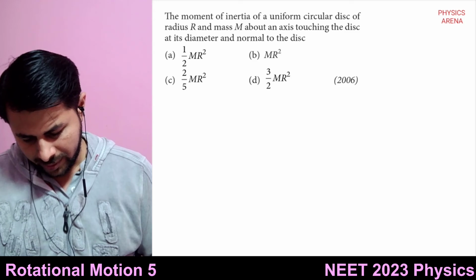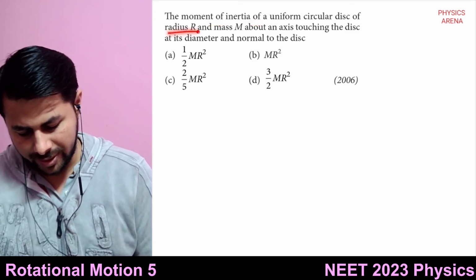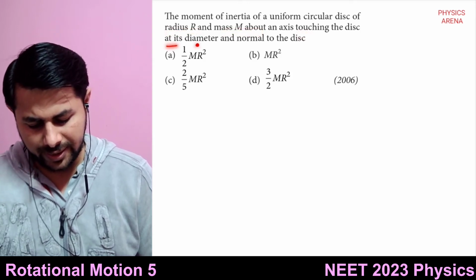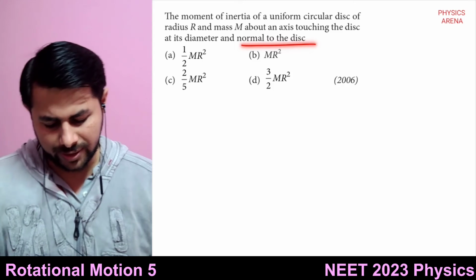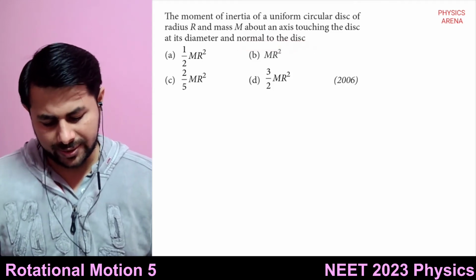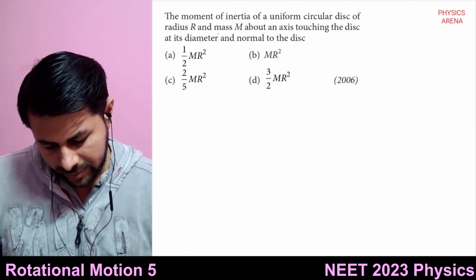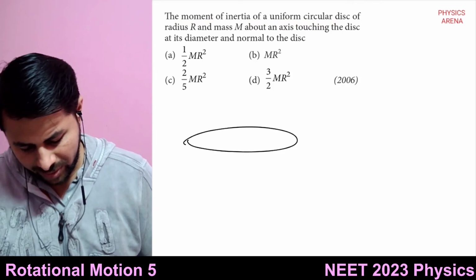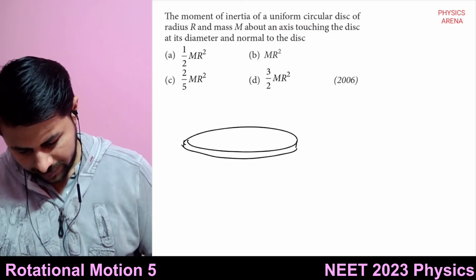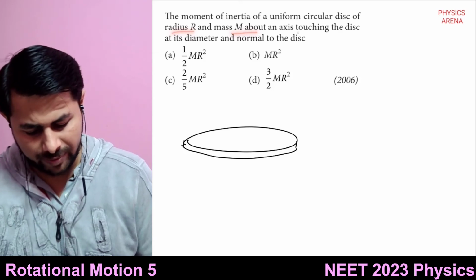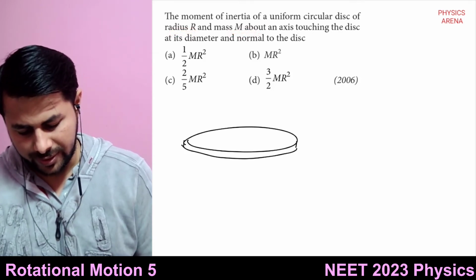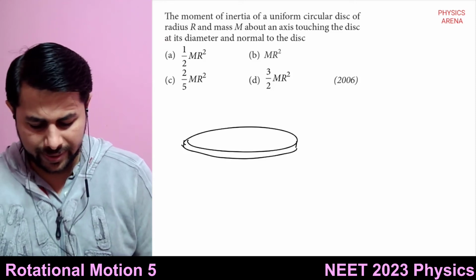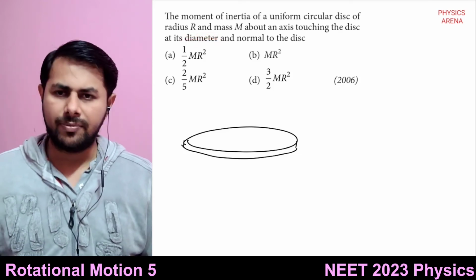The moment of inertia of a uniform circular disk of radius r and mass m about an axis touching the disk at its diameter and normal to the disk is. So we have a uniform circular disk, and the axis is diametric. I guess this should be the rim.